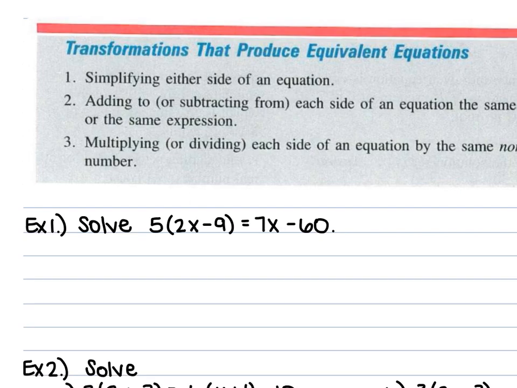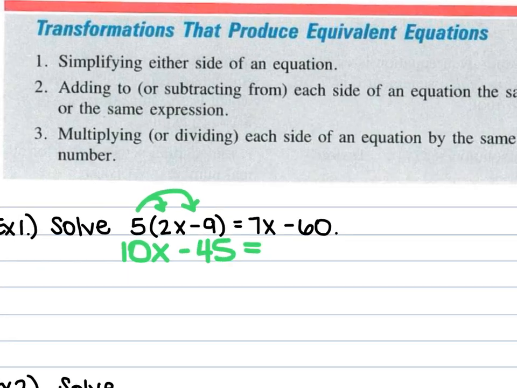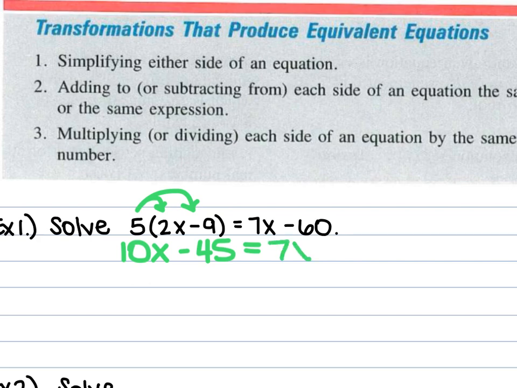We want to distribute first before we do anything else. So when we distribute, that 5 times 2x is 10x, and the 5 times negative 9 is negative 45. So we're going to have 10x minus 45 is equal to 7x minus 60. From here, we want to get all of the x's to the same side. So I'm going to bring the 7x over to the 10x, so that way my x stays positive.